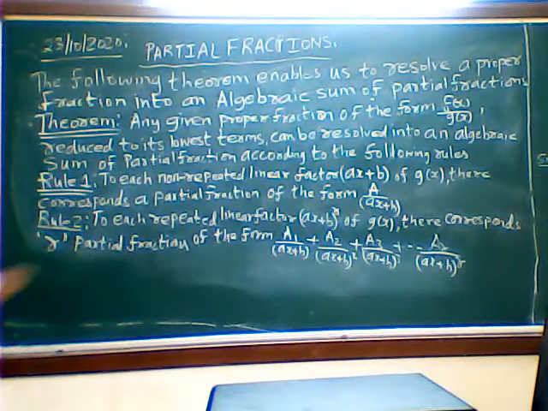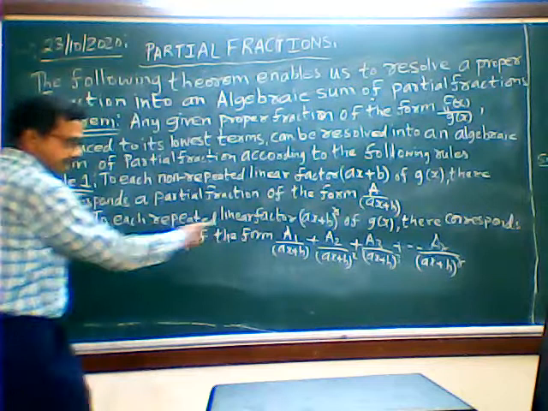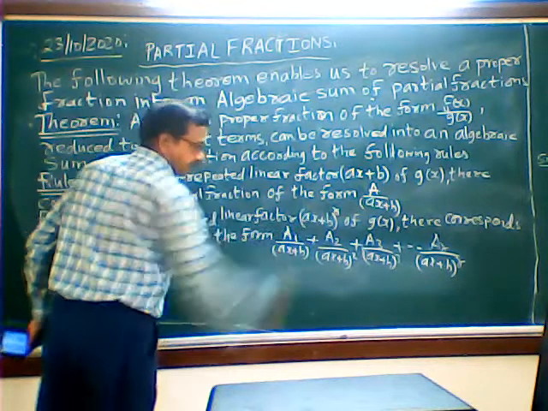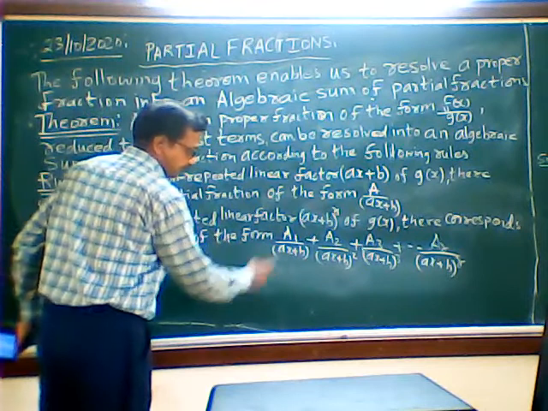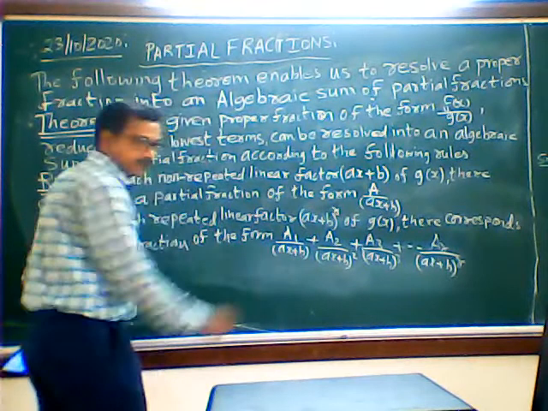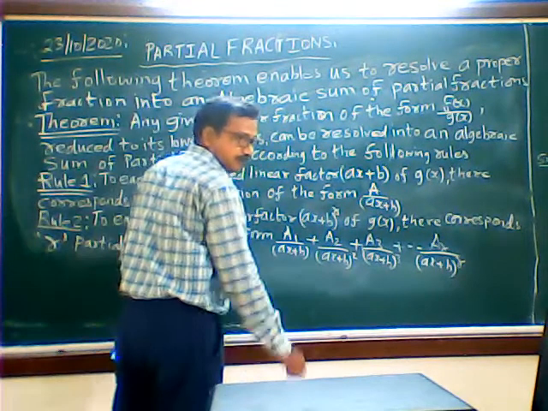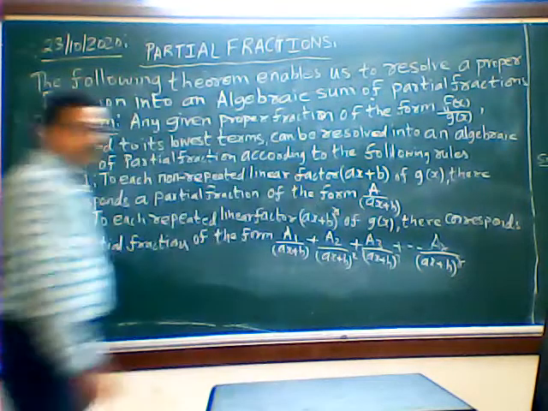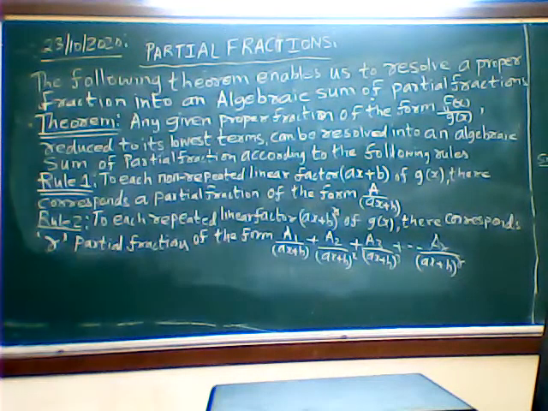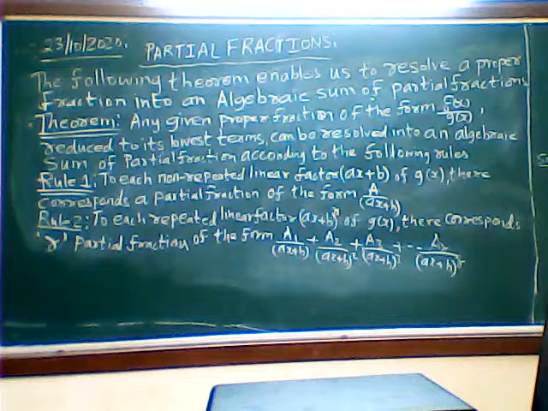So here it is saying, for a repeated linear factor ax plus b raised to r, there corresponds a partial fraction of the form A1 upon ax plus b plus A2 upon ax plus b whole square plus A3 upon ax plus b whole cube plus dot dot dot Ar upon ax plus b whole bracket raised to r. That is your rule number 2.